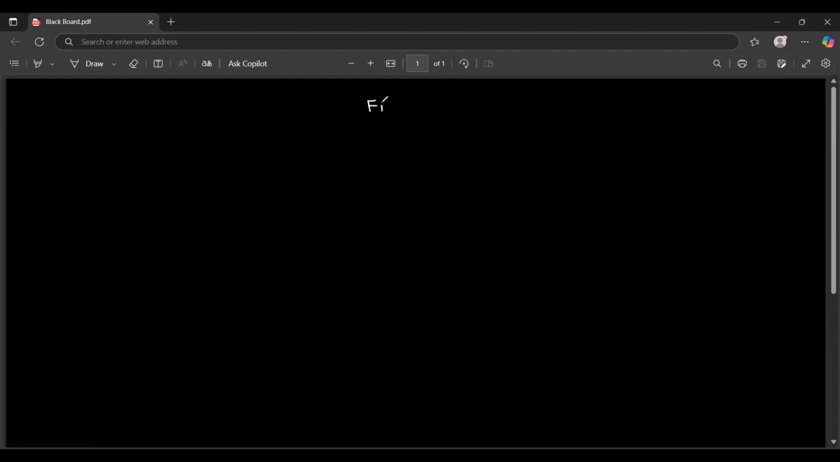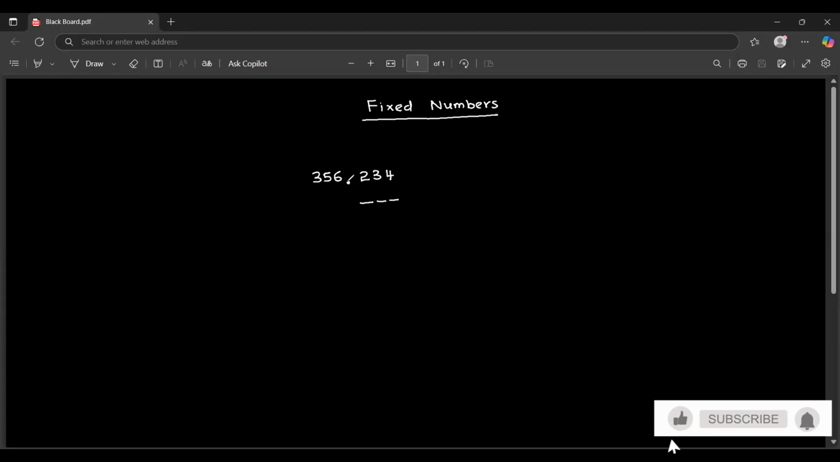When you're talking about fixed numbers, what you have to keep in mind is that the number of decimal digits is fixed. So what I'm trying to say is, let's say we have 356.234. Here we can see that there are three digits which belong to the decimal part. The point is fixed. It is not recurring, it is not irrational. This is a fixed number. The number of digits after the point is fixed.